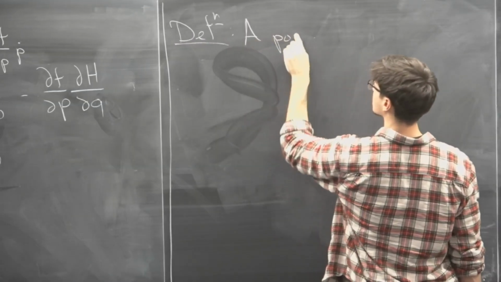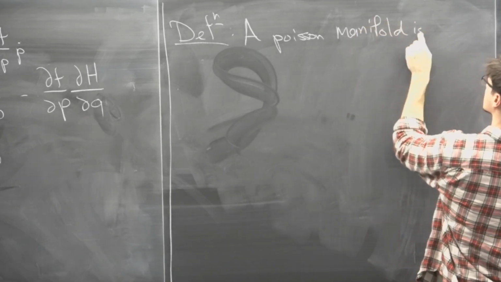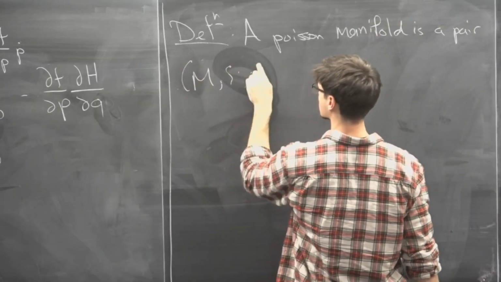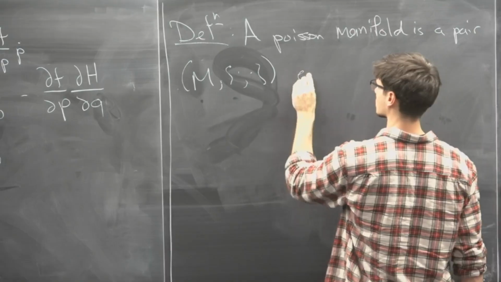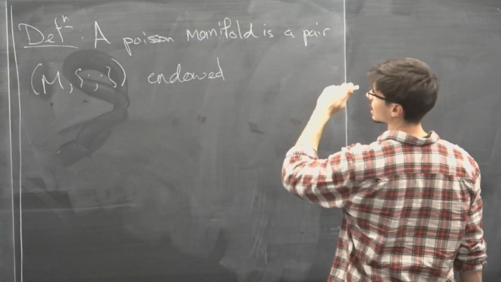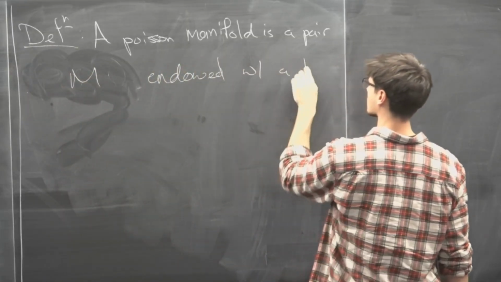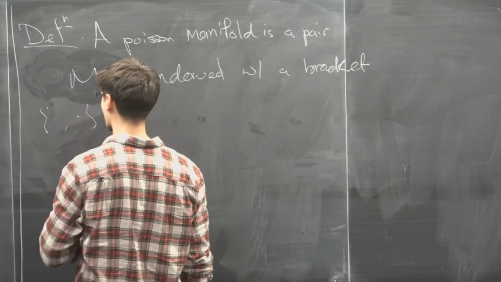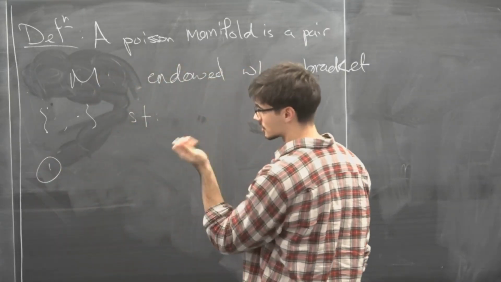A Poisson manifold is a pair: a manifold M endowed with a bracket, a curly bracket, such that, one, it is skew symmetric.